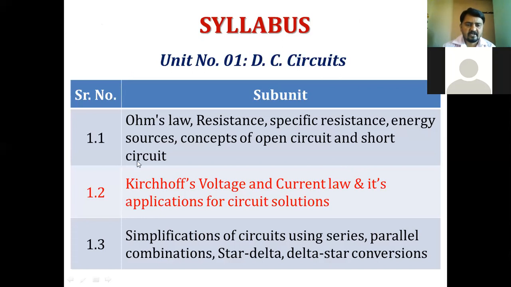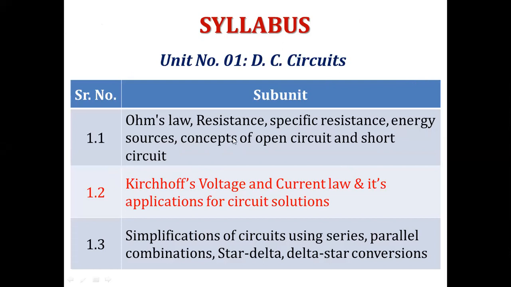For this first unit, we have made 3 parts. The first part is Ohm's law. We have to discuss the statement of Ohm's law and the parts related to it, and what Ohm's law completely depends on. After that, what do you mean by resistance? What do you mean by specific resistance? What are the energy sources? What is the concept of open circuit and short circuit? These all come in the first sub unit of the DC circuit.